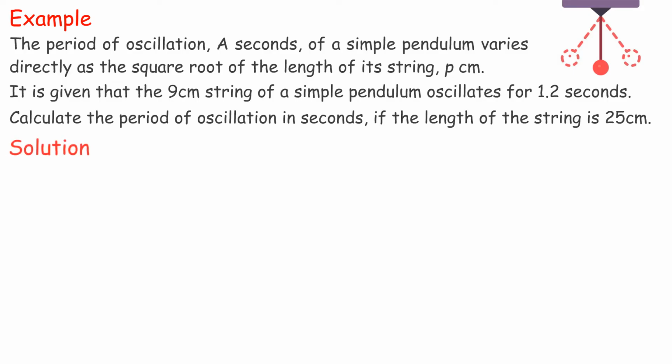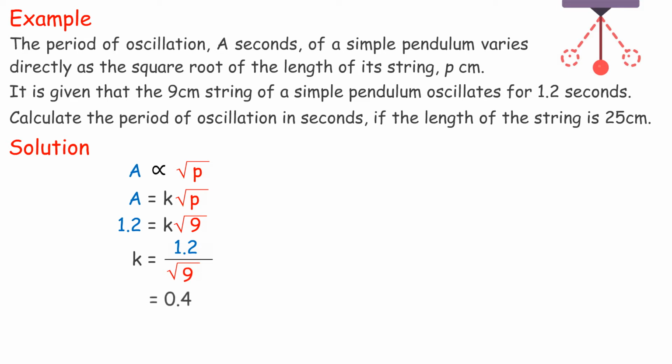Solution: A varies directly as the square root of P. A equals k times square root of P. To find the constant k, substitute the value 1.2 into A, and 9 into P. k equals 1.2 divided by square root of 9, equals 0.4. Hence, A equals 0.4 times square root of P.